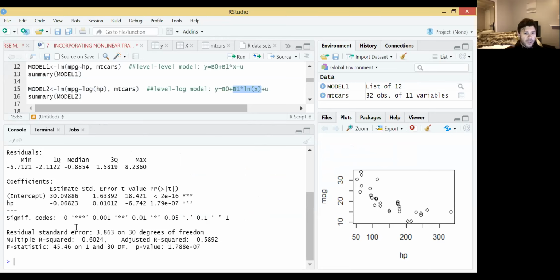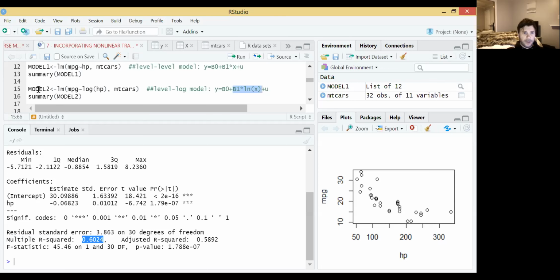The other thing I want you to note here, here are our results in the console from the level model. We had an R squared of 0.6024, meaning that the level model we had built was capable of explaining about 60% of the variation in MPG by looking at the variation in the horsepower variable. So we're going to see how the fit changes when we utilize this transformation.